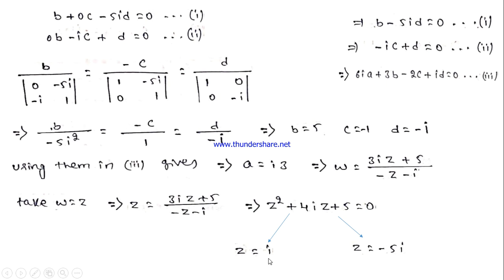If you want, you can just check this condition. If you put z equal to i here, you will know w is equal to i, and if you put z equal to minus 5i, you will get w is equal to minus 5i.